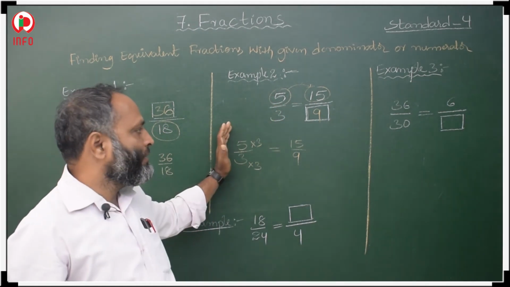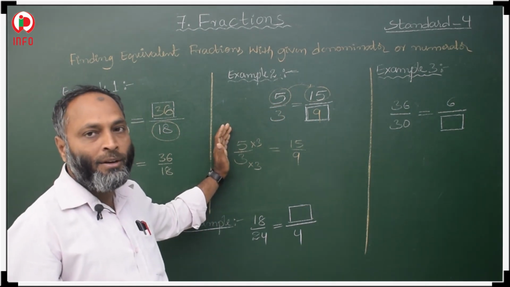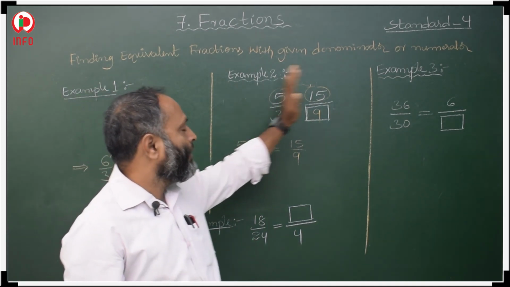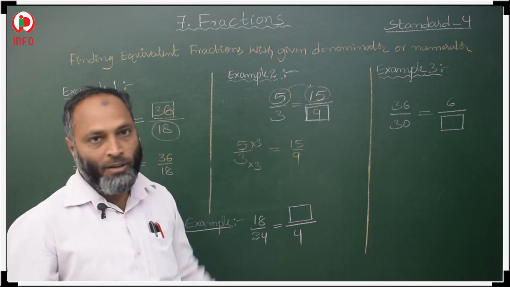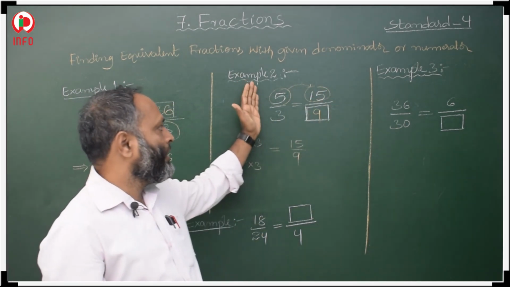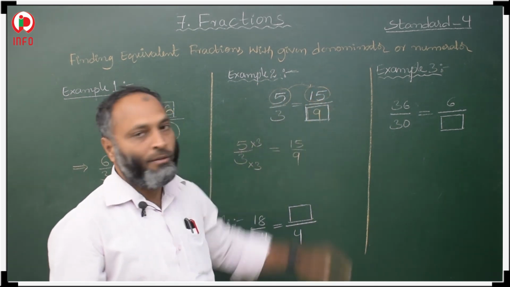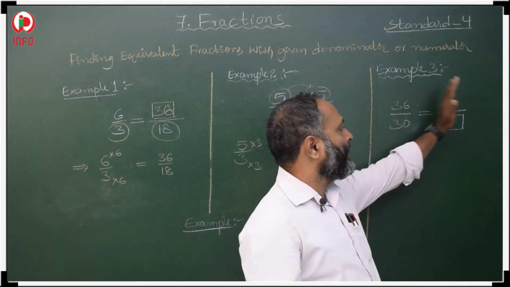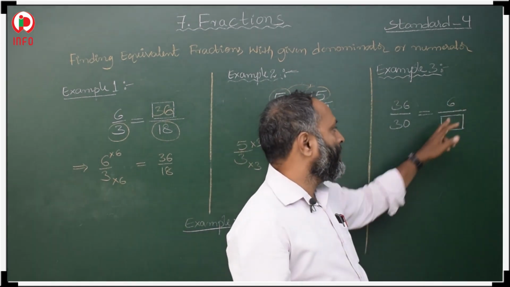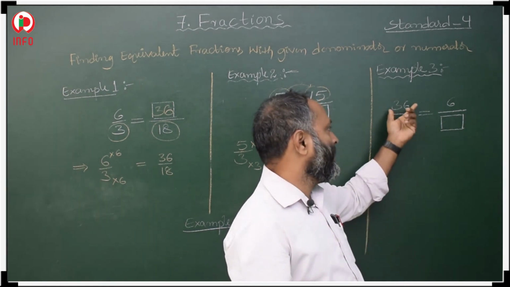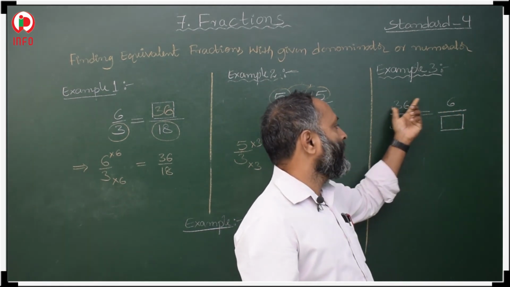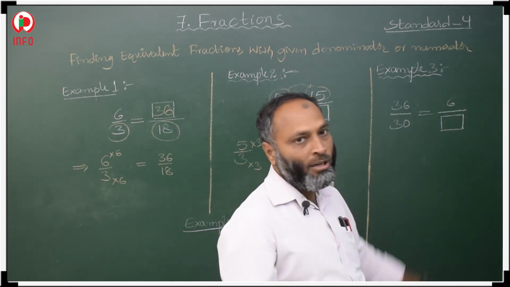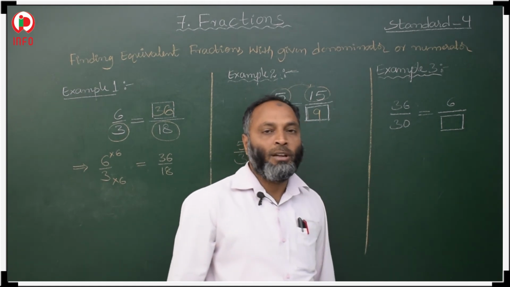In these two cases we multiplied. Why? Because the given fraction is the smaller one, and the fraction being asked for is the bigger one. We know the smaller and have to find the bigger, so we multiply. Here the bigger is given and we have to find the smaller. How do we know that we have to find the smaller? Here 36 and 6. If we compare the known one, that is 36, the other is the smaller one. We have to find the smaller one.